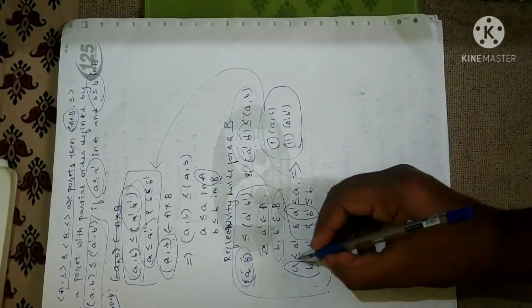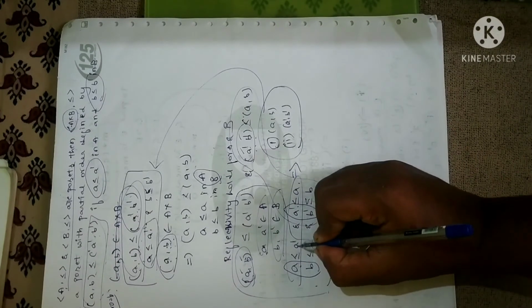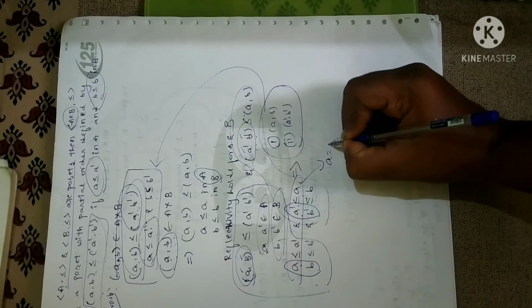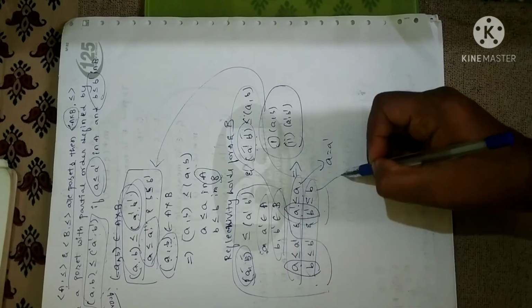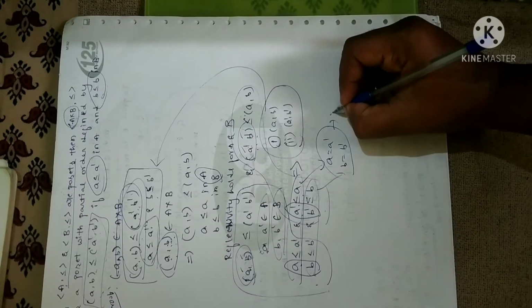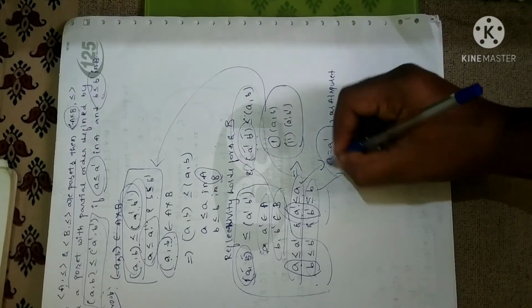Clear? Now from these two conditions, what I can say, see here, A is less than or equal to A dash, and A dash is less than or equal to A. So these two conclude that A is equal to A dash. Clear? Now these two conclude that B is equal to B dash. So from these two I can say A is a poset. This is the condition of a poset, right?